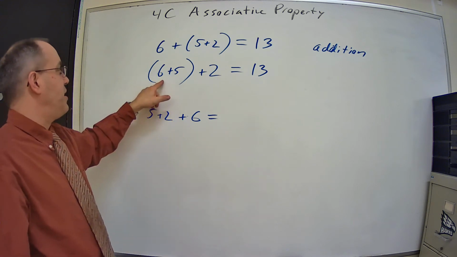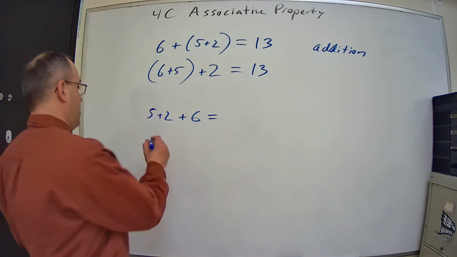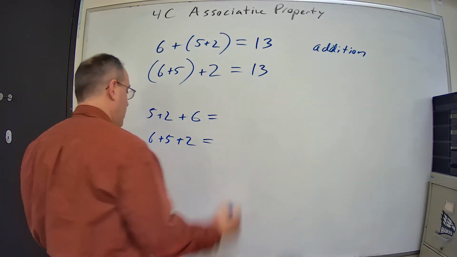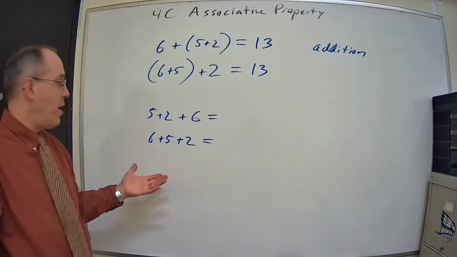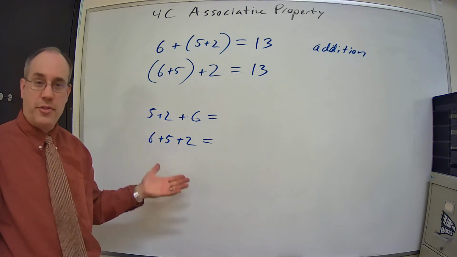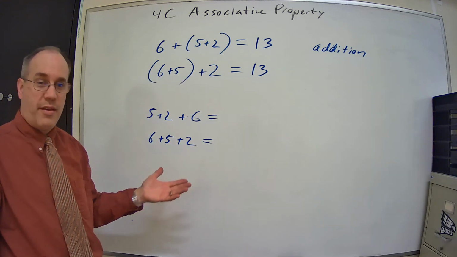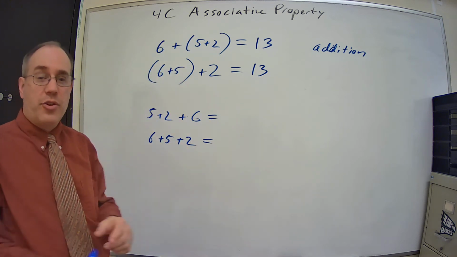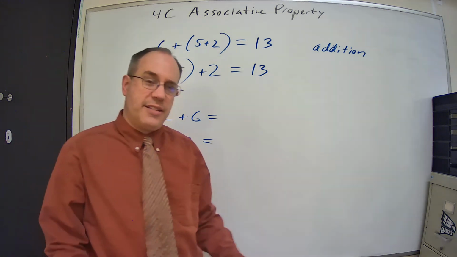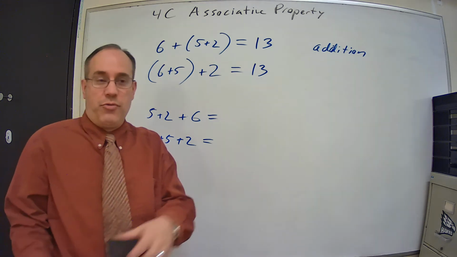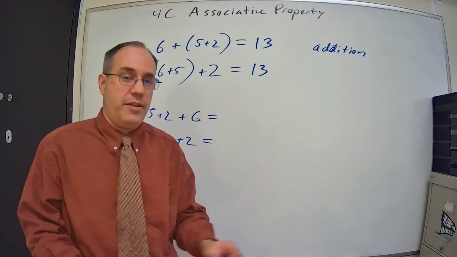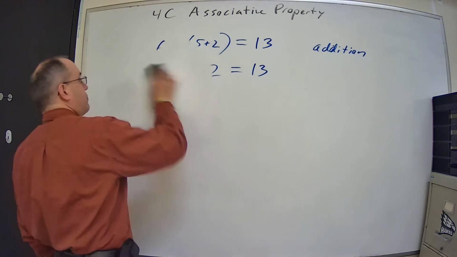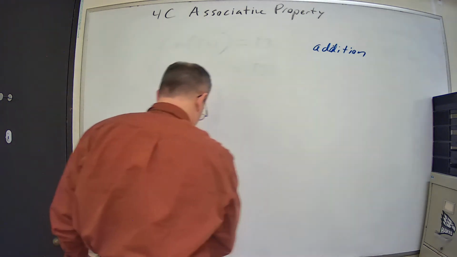When I change it to 6 plus 5 plus 2, isn't that just the commutative property? It says I can move around the numbers. And both of those come out the same. So the associative property just says, hey, instead of grouping these together, I can group these together, and it's not going to change the result. So addition is associative.